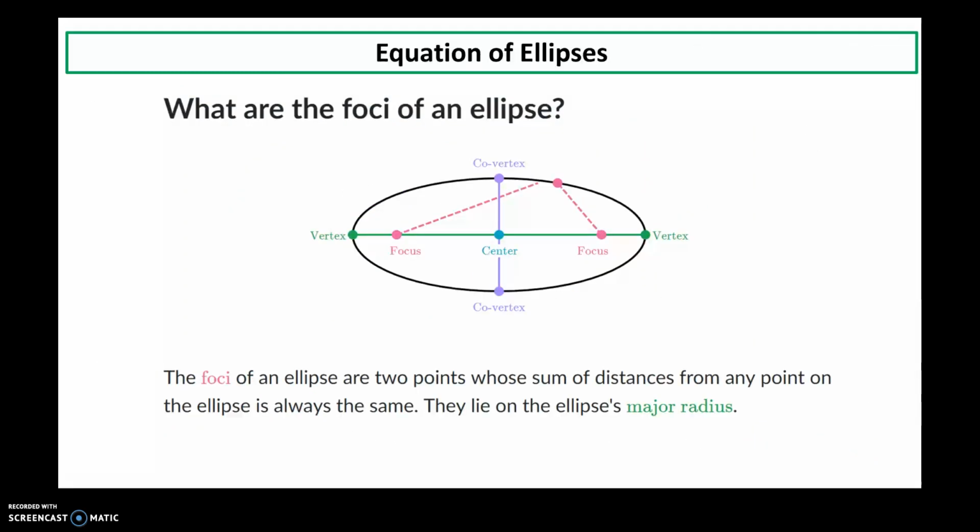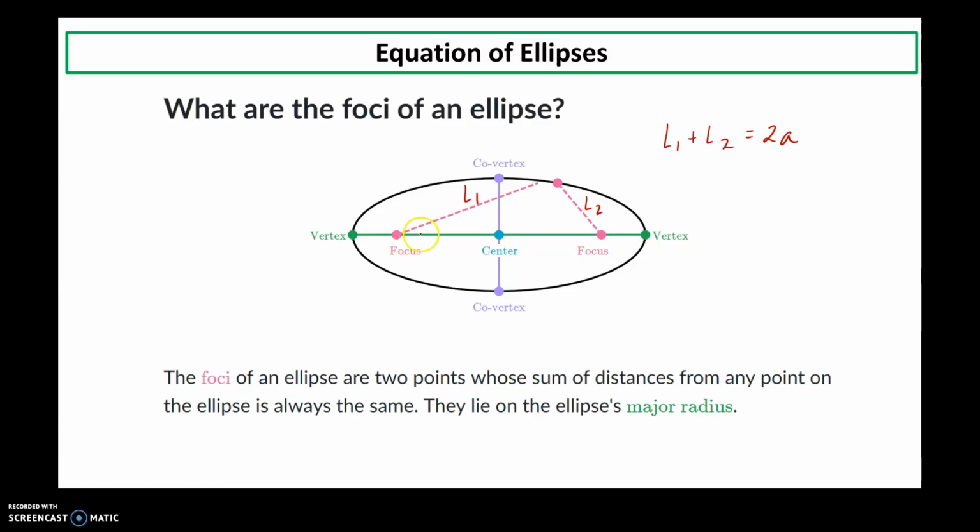Okay, so what are the foci? The foci are 2 points whose sum of the distances from any point on the ellipse is always the same. So if this is length 1 and this is length 2, the sum of my lengths is always going to be equal to the length of my major axis.